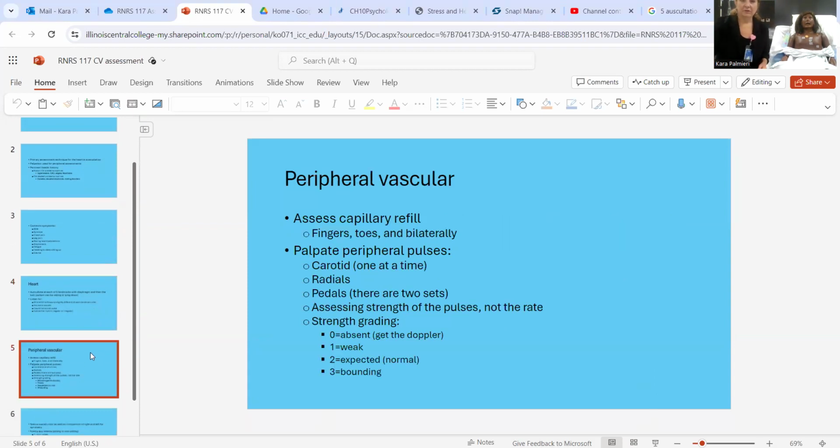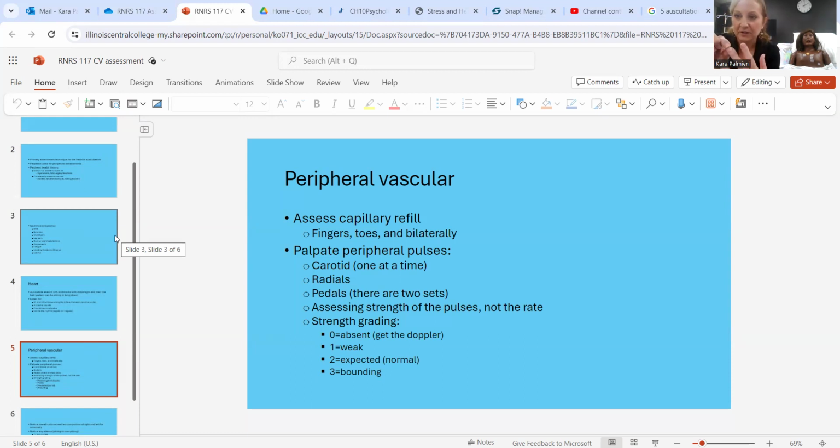Okay, now for your peripheral assessment. All right, we're going to assess fingers, toes, and bilateral cap refill. So on this, maybe I should unshare it. I'm going to try to just do it like this. When you are testing cap refill, you don't have to do every finger and every toe. Pick one from each hand and one from each foot.